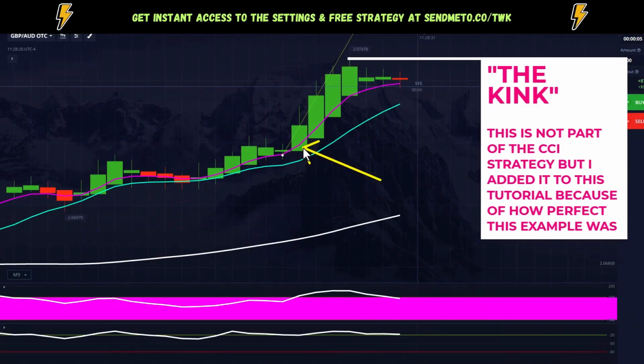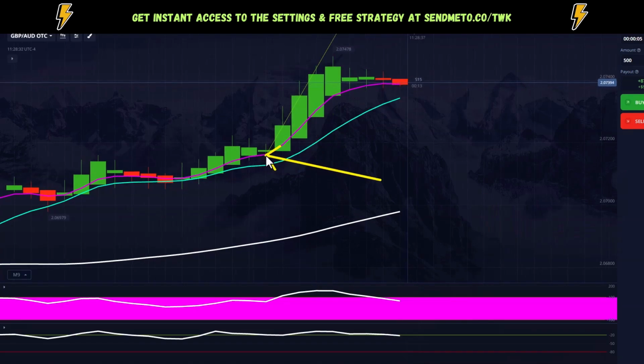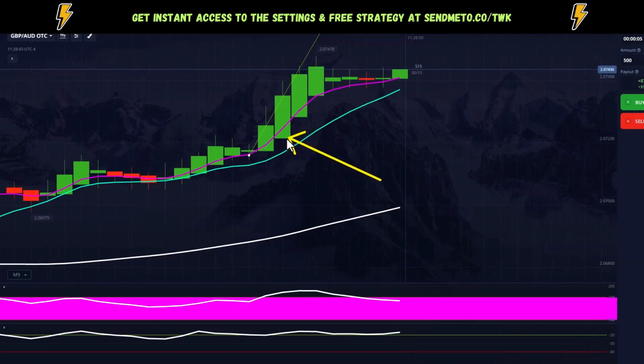We have a kink in the moving average. When we see this kink, we had one here and it went up. That means that this candle is going to have an upward momentum. And then we have another kink at an angle. This one up like that. That means that this candle is also going to go up.